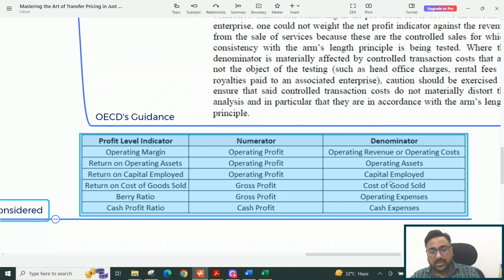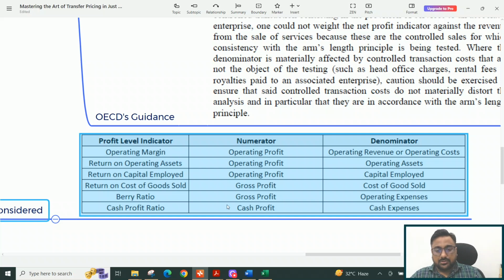At times you can take this type of PLI also where there are heavy capital intensive industries. Then return on cost of goods sold, so gross profit. Probably this is not one you should take under TNMM, but return on cost of goods sold is basically gross profit divided by cost of goods sold. So probably in CPM you can go ahead and take this type of PLI. Under CPM also you can decide a PLI. It's not always operating profit by operating cost, but under CPM, where you are required to understand gross profit, then it is gross profit divided by cost of goods sold.